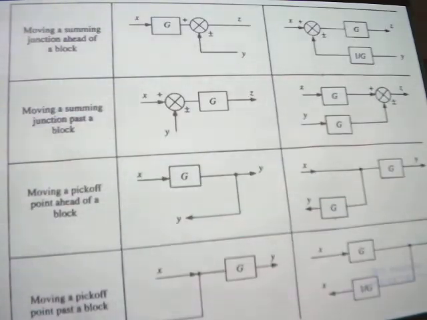Now here we have this picture for you. Move a summing junction ahead of a block. You can see here, move a summing junction past a block. Moving a pickoff point ahead of a block, or moving a pickoff point past a block. There are four rules, so pay attention.